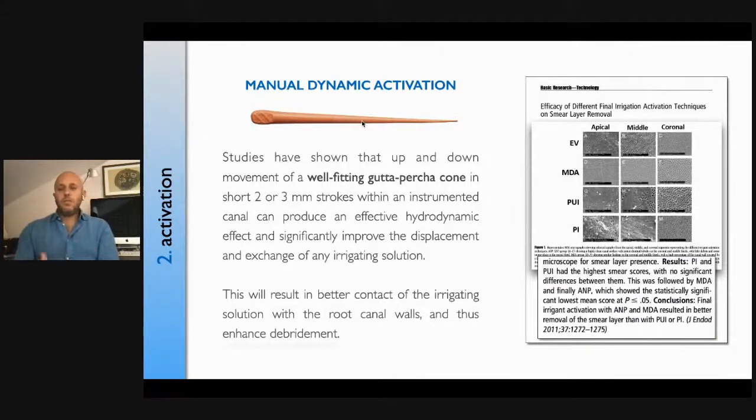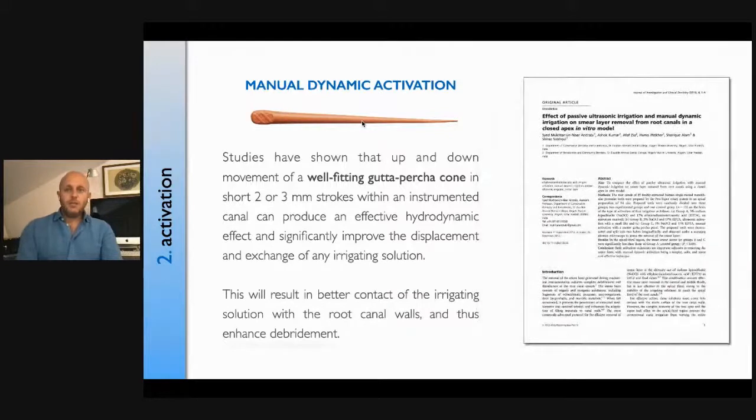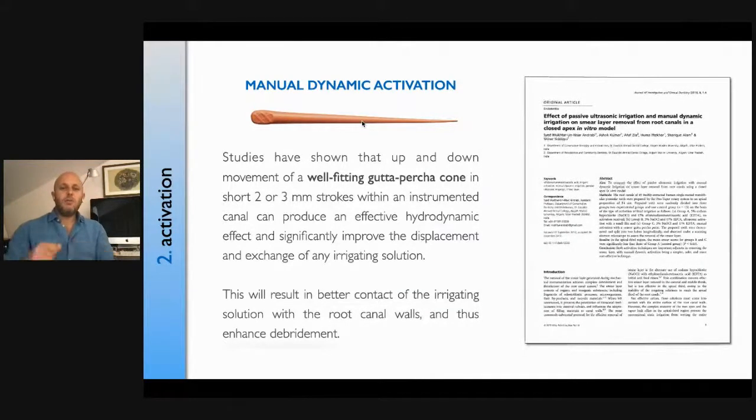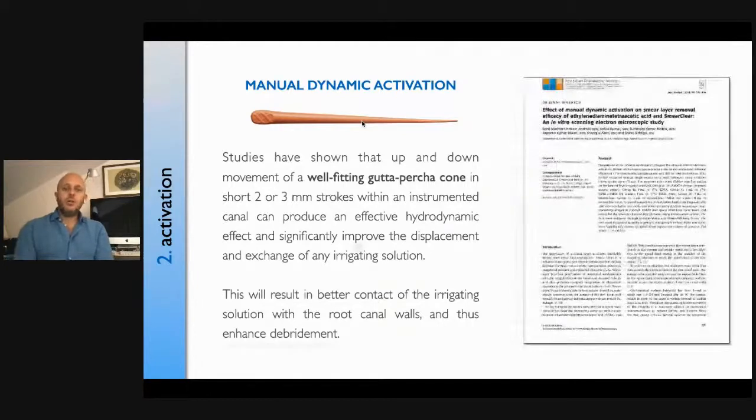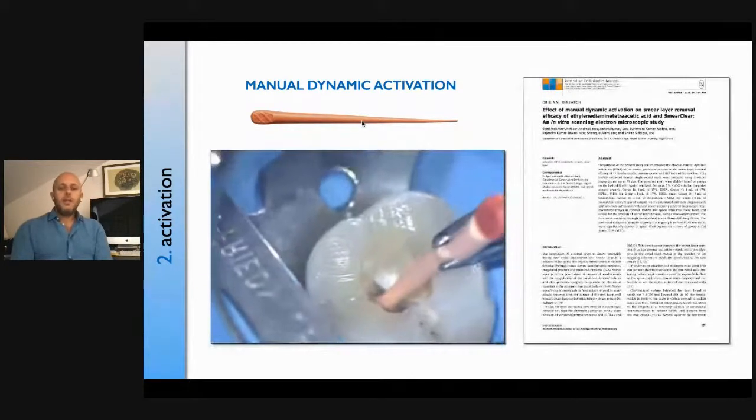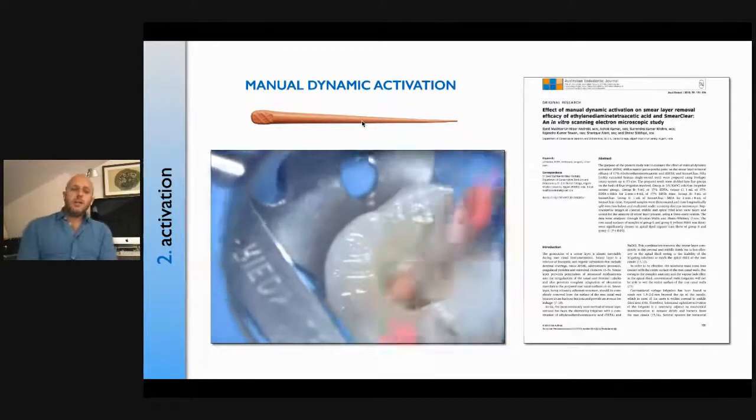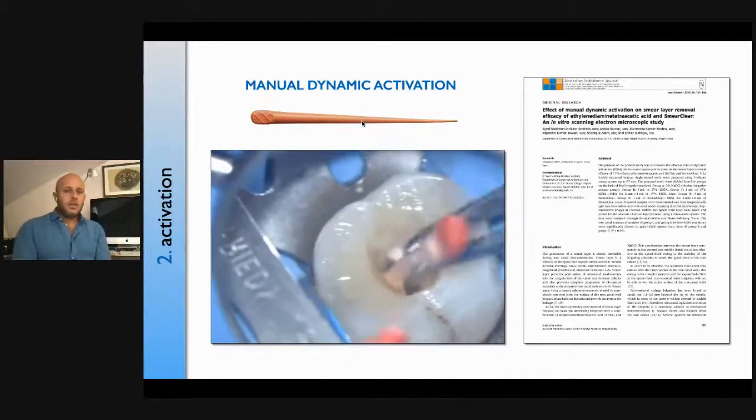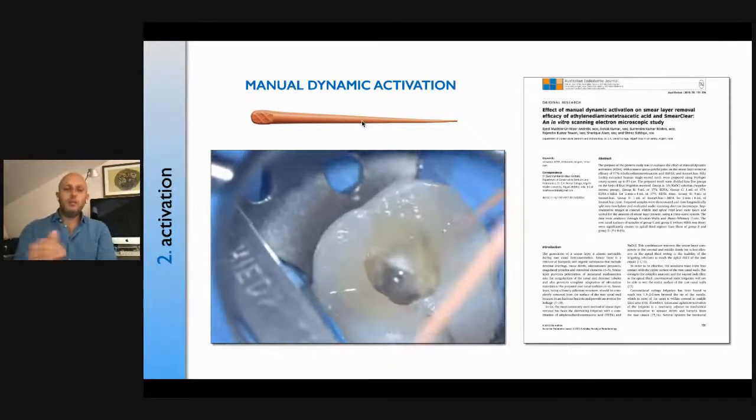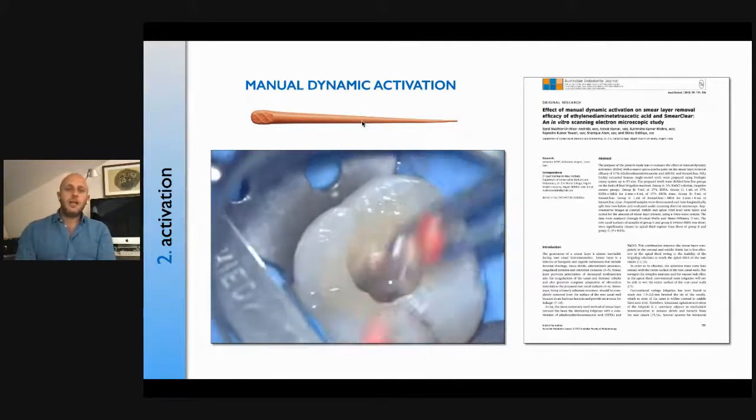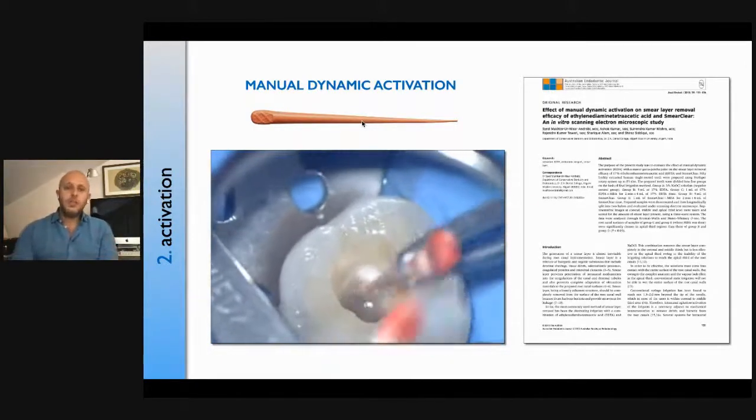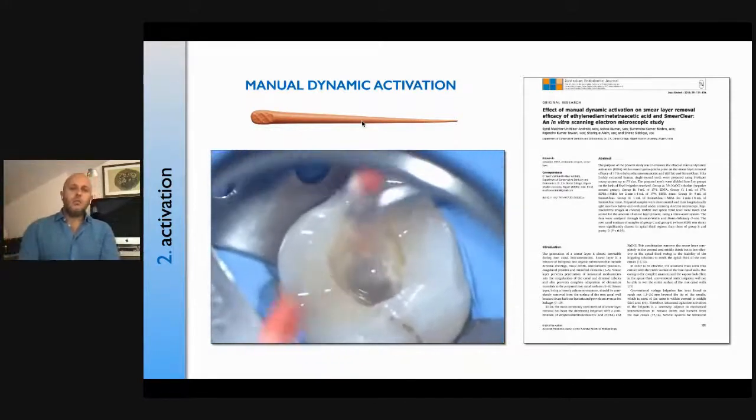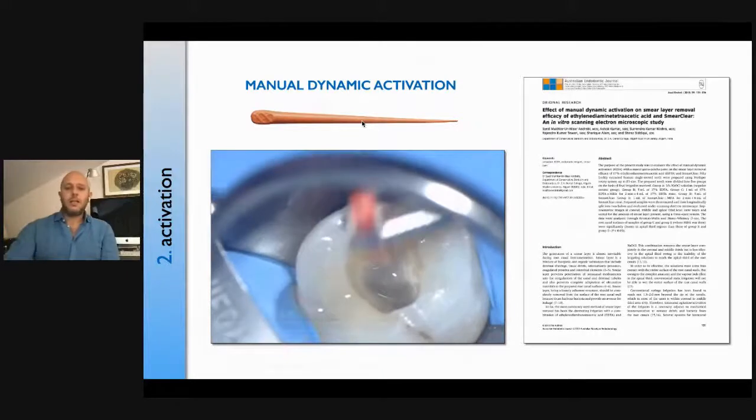Many articles show that this technique is more efficient than no technique of activation. So this simple technique of agitation, of pumping, of irrigating solution can improve the efficiency of irrigating solution. You can see the action of a gutta percha point inside a root canal filled with irrigating solution and pumped inside the canal in order to spread the irrigating solution along the dentinal walls and, if possible, inside lateral canals.